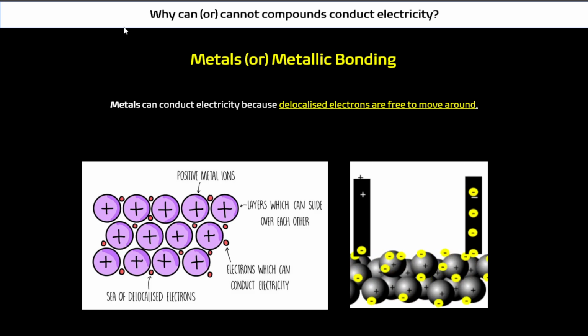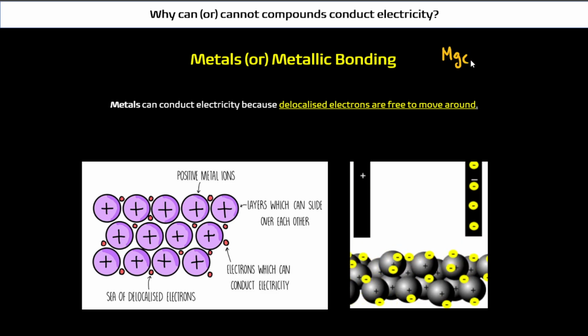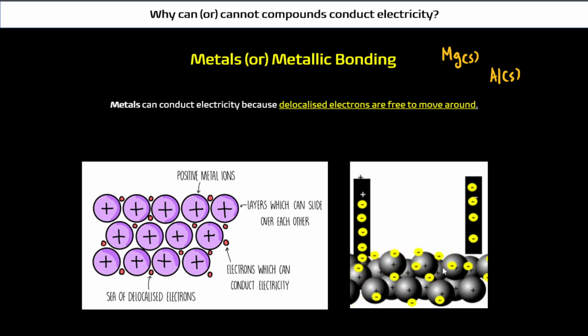In metals, which have metallic bonding, metals, of course, can conduct electricity because the delocalized electrons are free to move around. Metals simply mean, let's say, magnesium solid, aluminum solid. Such metals are able to conduct electricity because the delocalized electrons are free to move around. This is very important information and you should remember it.